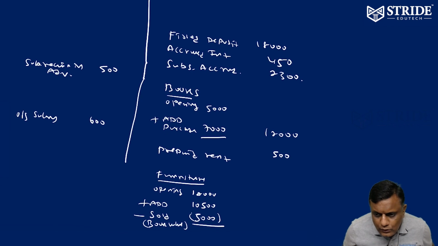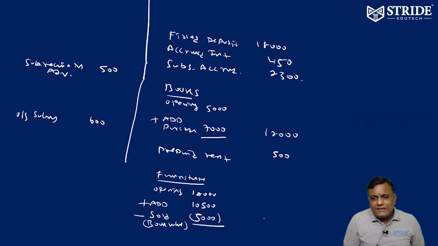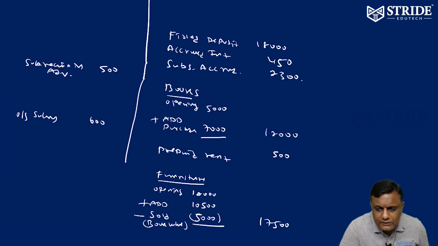So 5,000 sold. So 12,000 plus 10,500 minus 5,000. So total 17,500. 17,500 total.